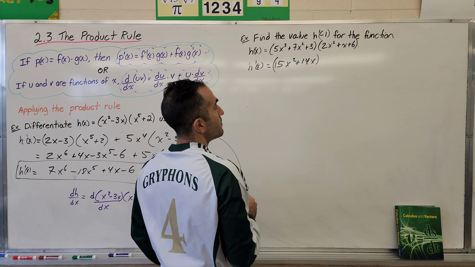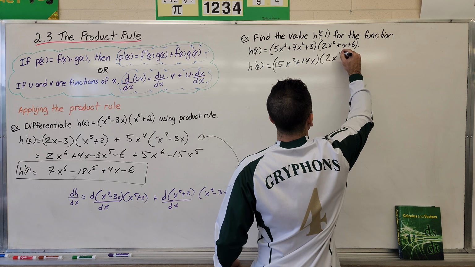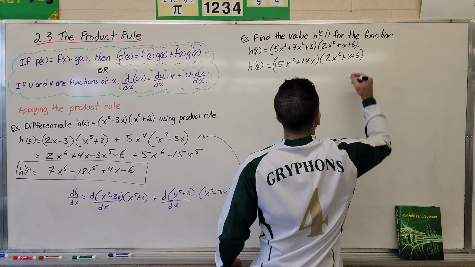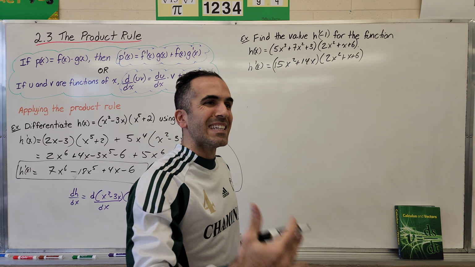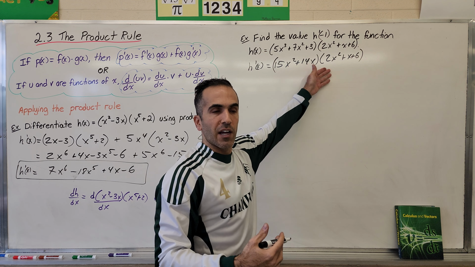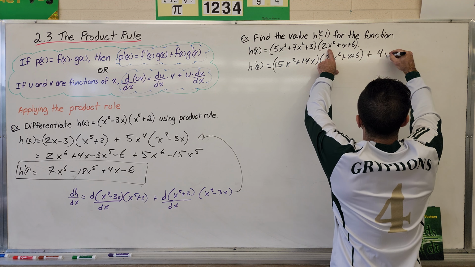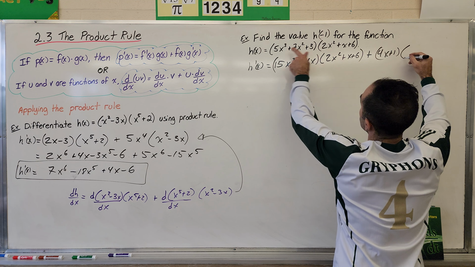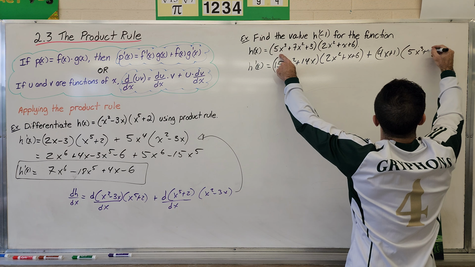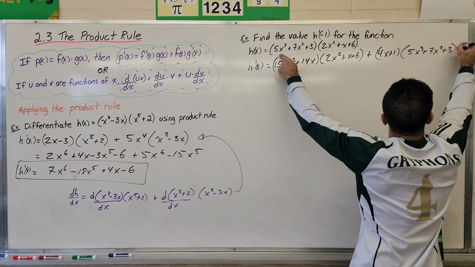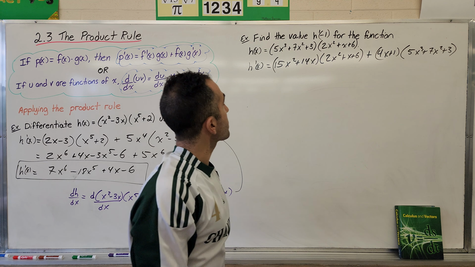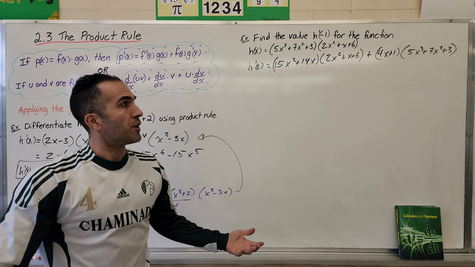Remember, power rule times this. I'm already foreseeing being annoyed that I have to multiply these together, right? Plus the derivative of the second one, 4x plus 1, times this. What do I do from here?